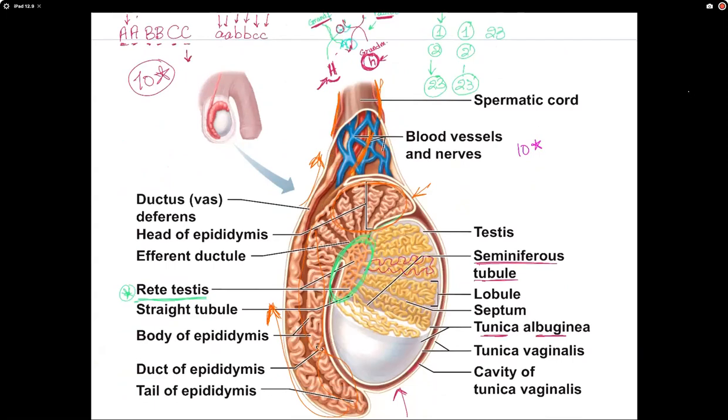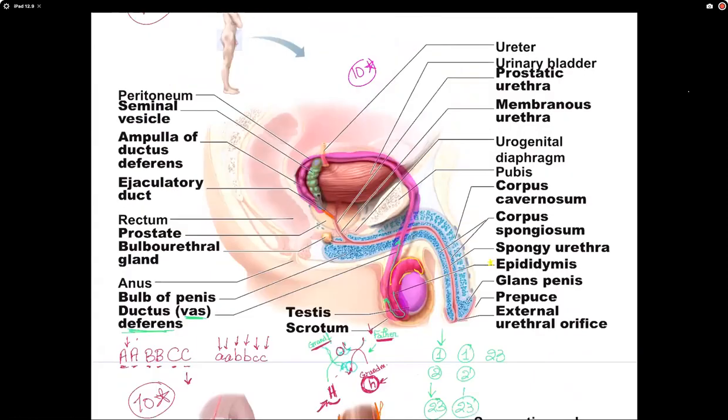All right. Another highly important diagram that we have in the reproductive system. It's the sagittal section. It's a 10 stars diagram showing the sagittal section of the testis. So we can see the coverings of the testis. We've seen here the outermost covering of the testis. It's the skin pouch, scrotum.